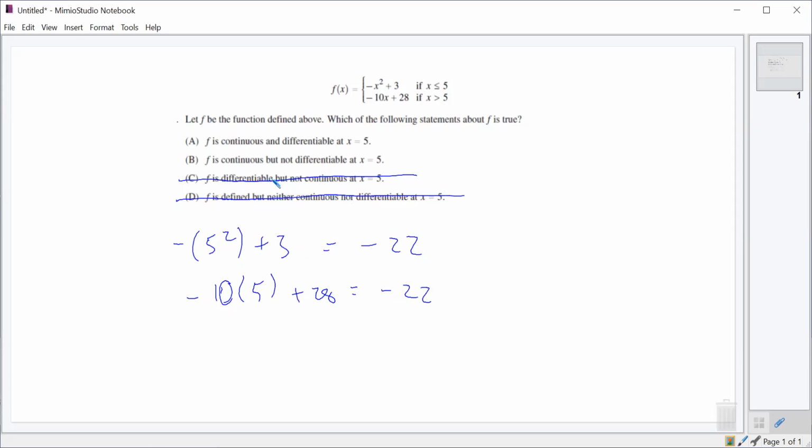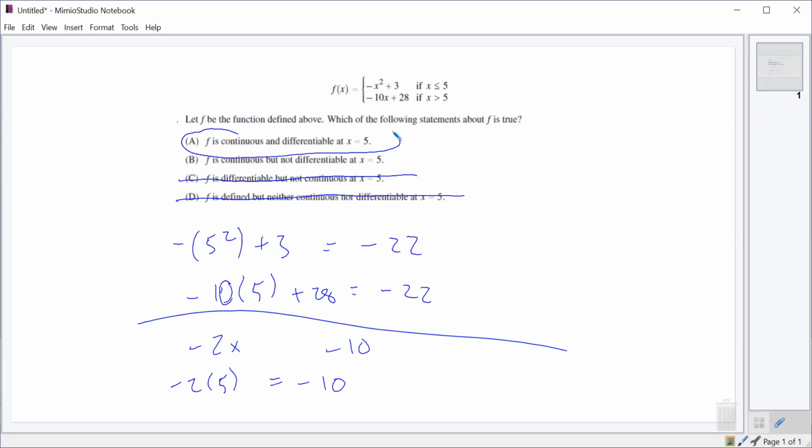We could have eliminated choice C anyway without even doing any work because the function can't be differentiable at a point if it's not continuous at that point. So now it's just about whether it's differentiable there. So we'll take the derivatives, negative 2x and negative 10. And so if we evaluate each of those at 5, it is true. So it should be continuous and differentiable. Does that make sense to everybody?